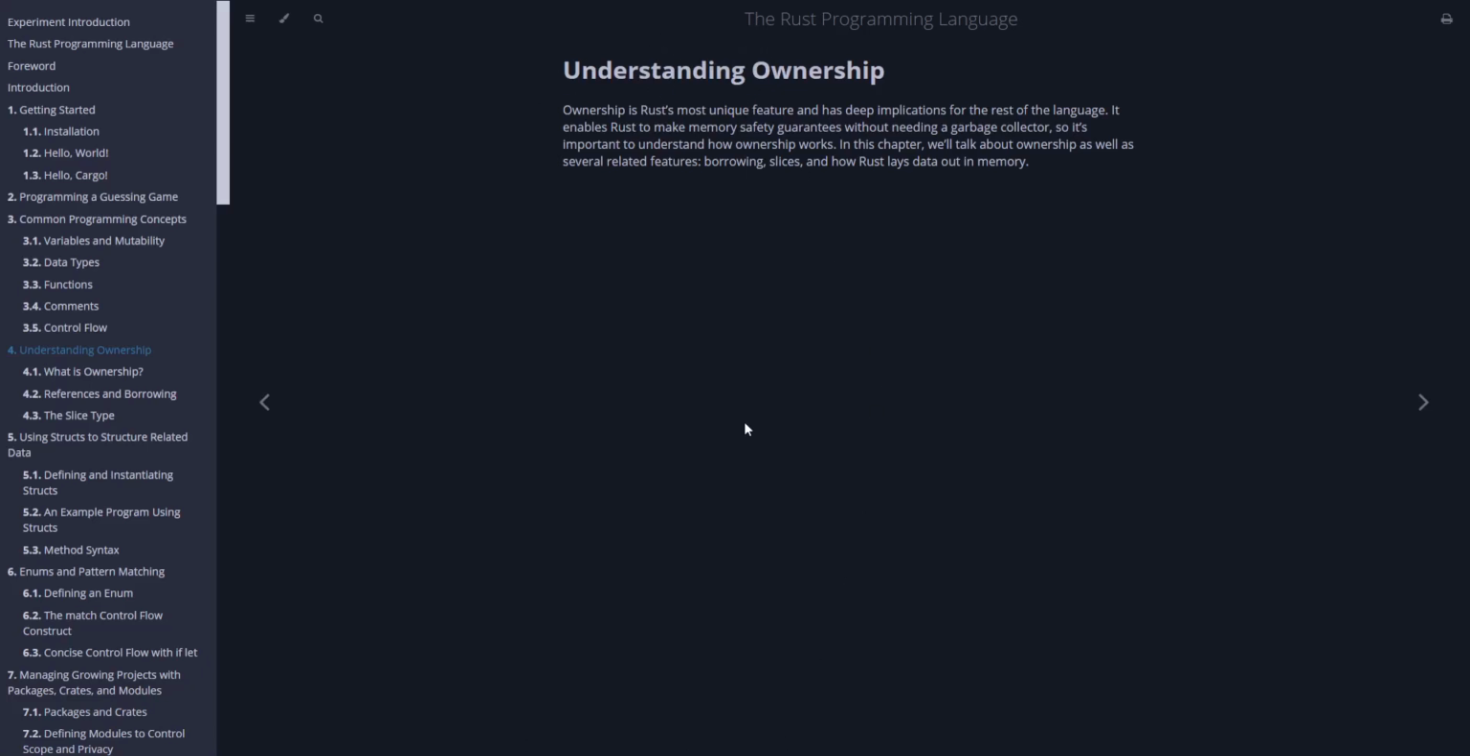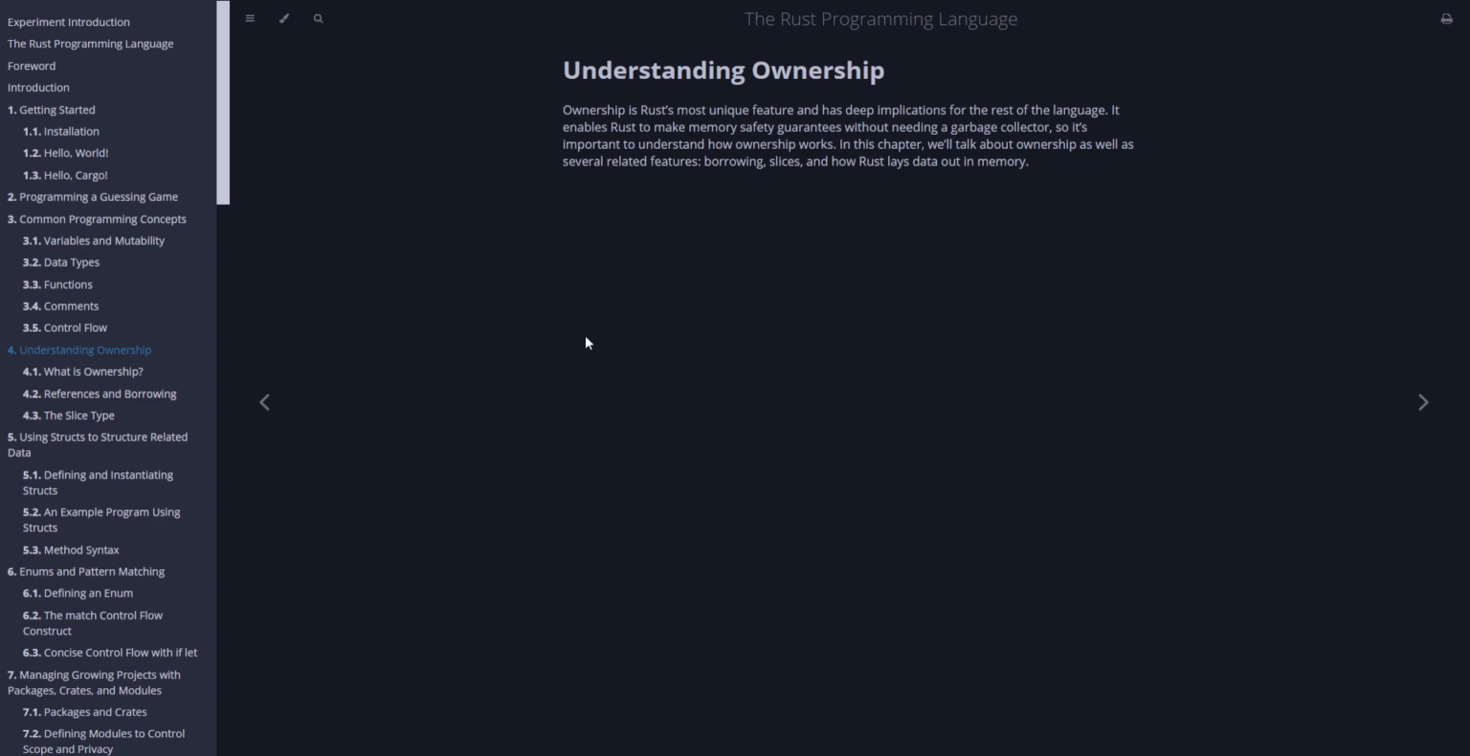Understanding ownership. Ownership is Rust's most unique feature and has deep implications for the rest of the language. It enables Rust to make memory safety guarantees without needing a garbage collector. So it's important to understand how ownership works.